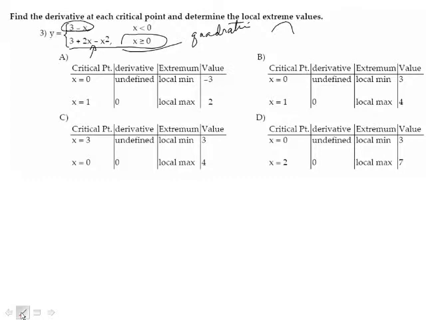And so we need to look, first of all, at the interface between the two piecewise defined segments. X equals 0 is a potential critical point. Now, let us graph this function.